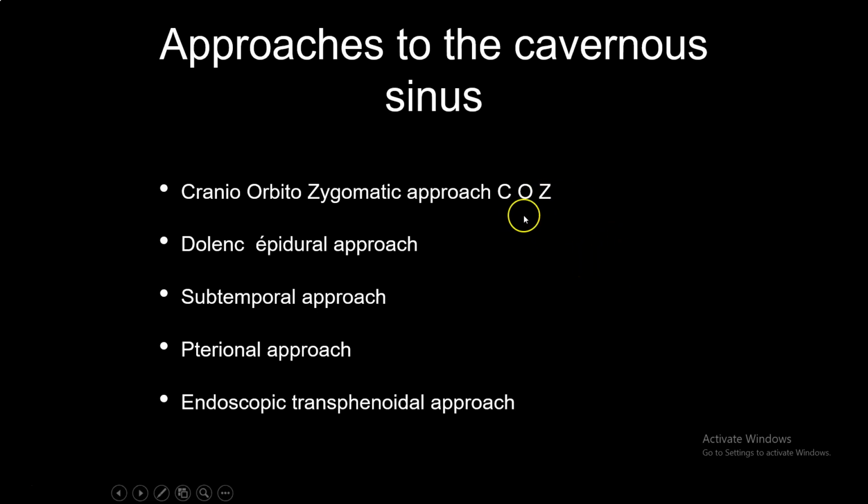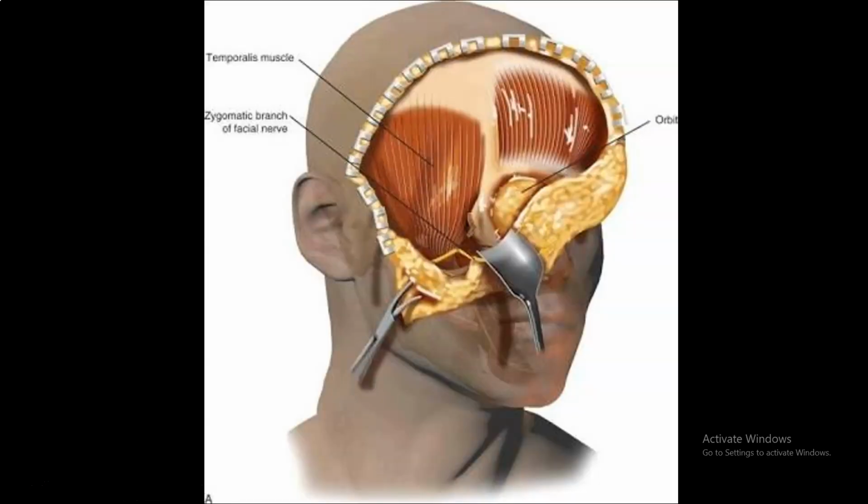Approaches, we have the cranio-orbital zygomatic approach. We'll not talk about too much details. The Dolenz epidural approach, the subtemporal approach, the pterional approach, endoscopic transsphenoidal approach to the cavernous sinus. This is orbitocraniozygomatic approach. You remove the zygoma, you remove the zygomatic arch.